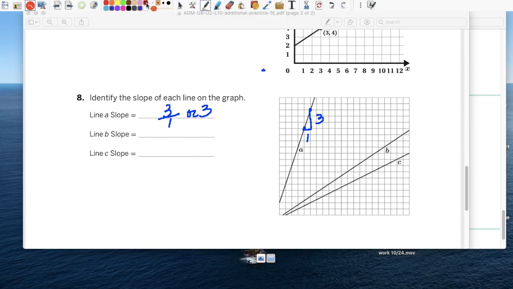Line B, I'm going to change colors. Pick 2 points at the intersection. I pick this guy here. I pick this guy here. So here's my triangle. So going up, the height is 2, and the base is 1, 2, 3. So 2/3. Line C, that's 1 point. That's 1 point. Make a triangle. What's the height? 2. What's the base? 1, 2, 3, 4. 2/4. But for the love of God, simplify to make it easier later. And that's 1/2.